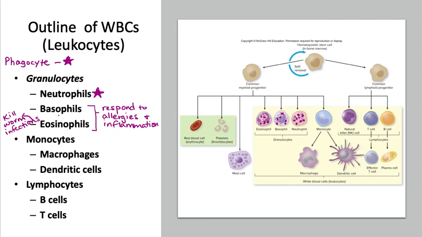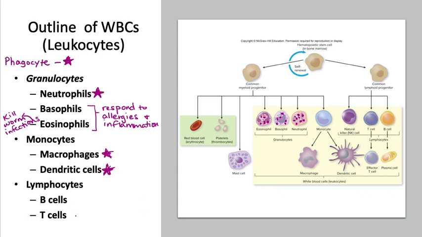If only the basophils and eosinophils are elevated but the neutrophils are not, that could suggest some sort of autoimmune cause for an inflammation. Our monocytes include macrophages and dendritic cells. These are going to be very large phagocytic cells. So our monocytes are also phagocytic. We'll learn more about these in our third line of defense.